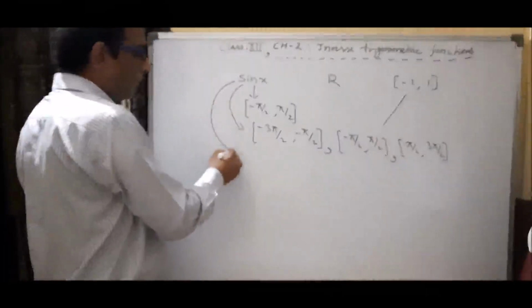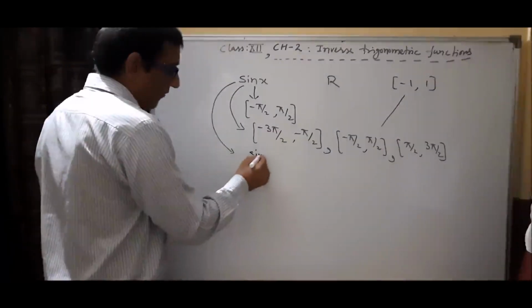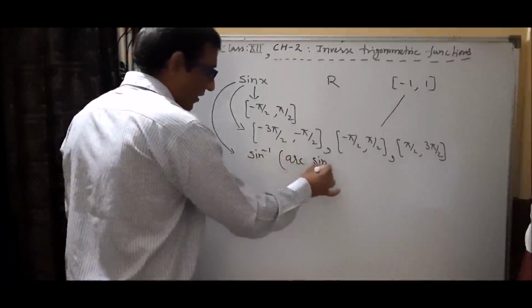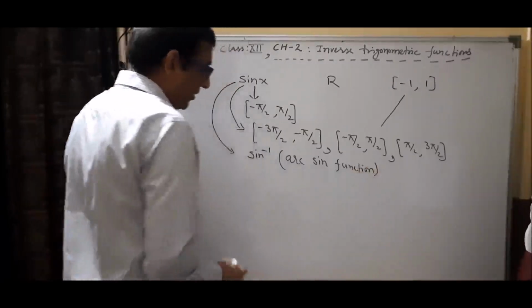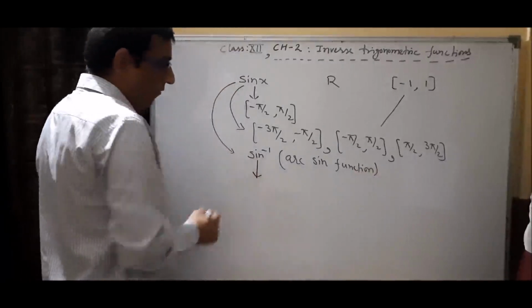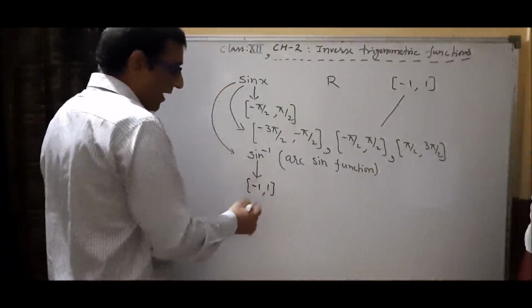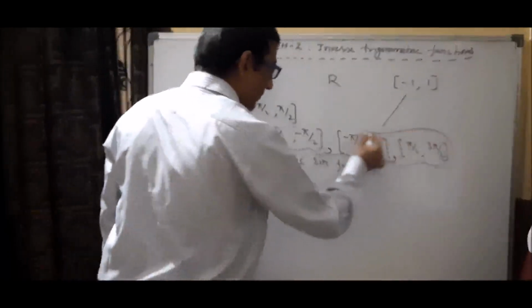So if we define the inverse of the sine function, it can be defined as sin⁻¹, and it can also be written as arcsin. This time the domain of sin⁻¹ is -1 to 1, and its range is any one of the intervals.